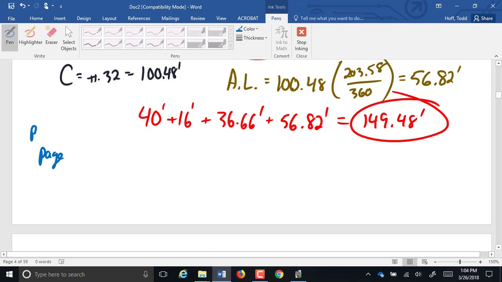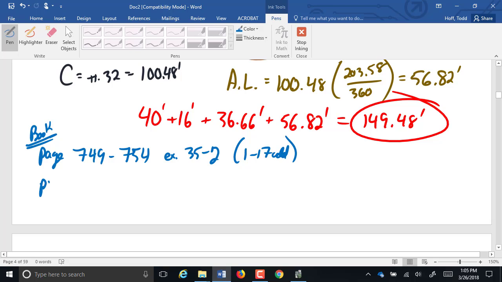This is out of your book. So out of your book, page 749 through 754. Exercise 35-2, 1 through 17, the odds. Also out of your book, page 760 through 763. Exercise 35-3, 1 through 15, the odds.